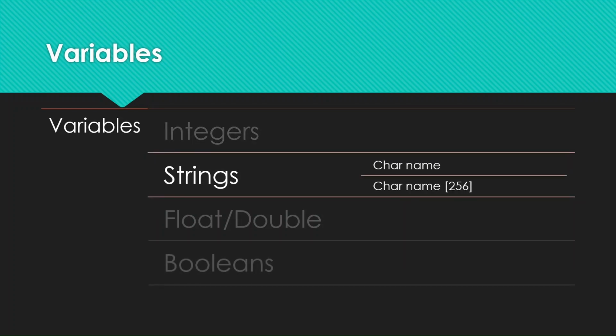And as for strings, strings are basically characters. So you can see here char is short form for characters. So char name can include one character at a time, whereas char name with a box and a random number can include a random number of characters, such as 256, then 256 characters.